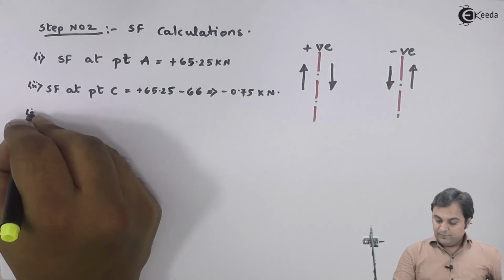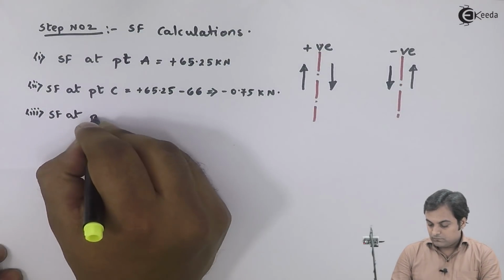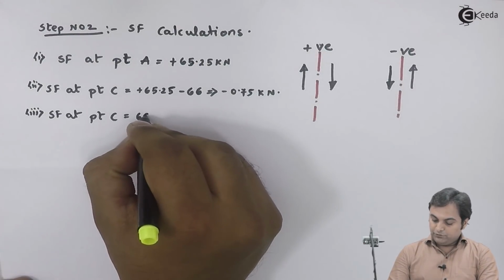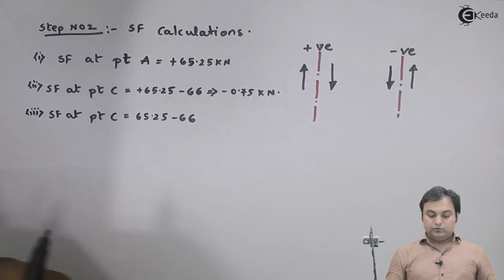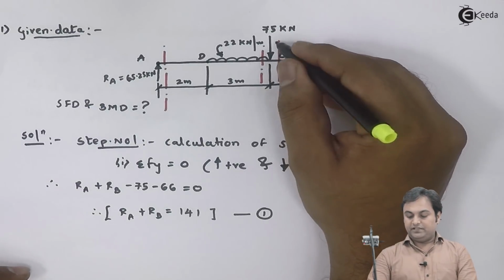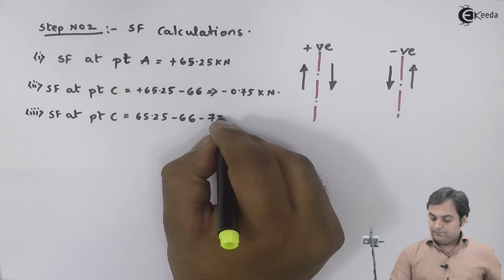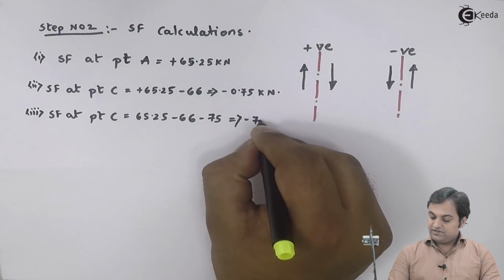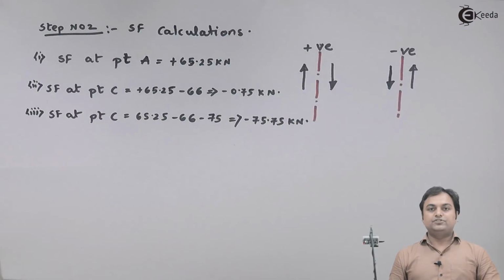Next, again I will be calculating shear force at point C, and that will be equal to 65.25 minus 66, and we have to take even this 75 kilonewton because here I am taking the section to the right of C, so it is minus 75. Therefore my answer comes out to be minus 75.75 kilonewton at point C.